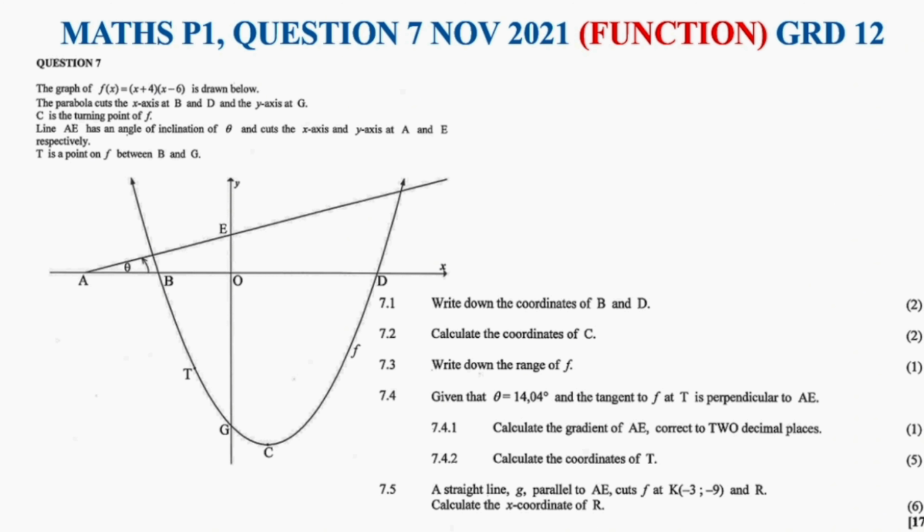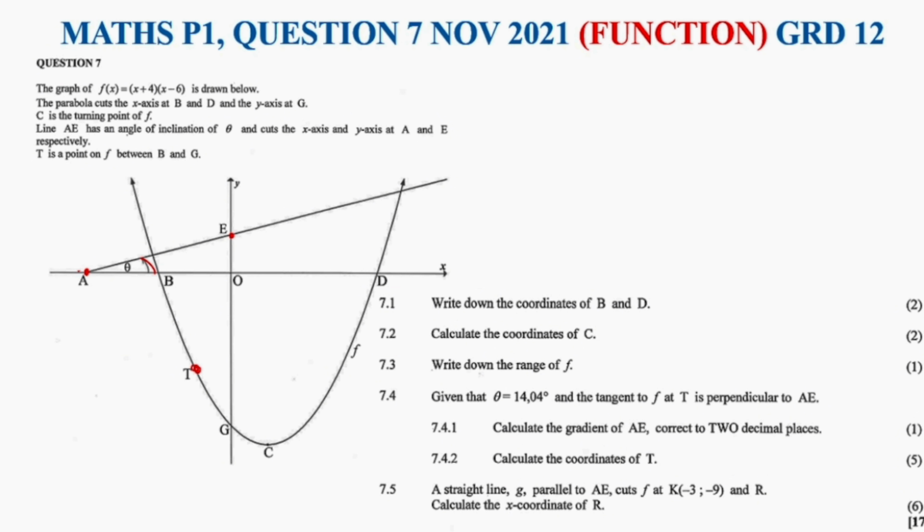There you go. We can see it. It's cutting through here, and then it's cutting through. There is our angle of inclination there. Great stuff. And then T is a point of f of x between B and D. So this point that they are referring to is just a point there. They didn't give it to us. And then we have got 5 questions on this question 7 of 2021, so we are going to go through it and start from 7.1 up until 7.5.